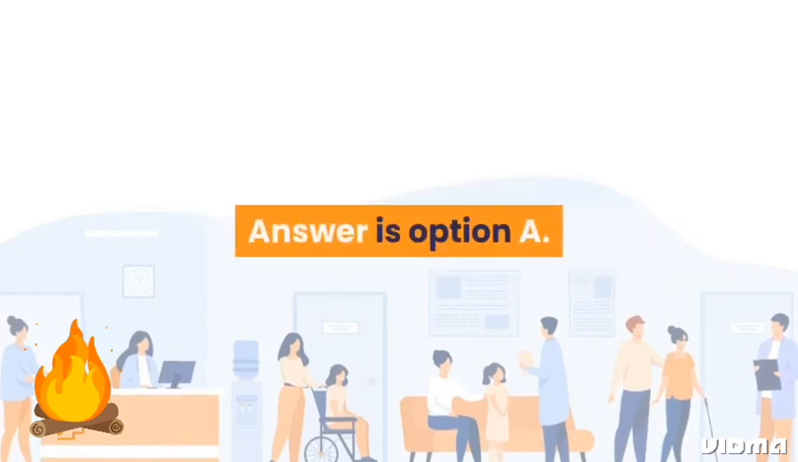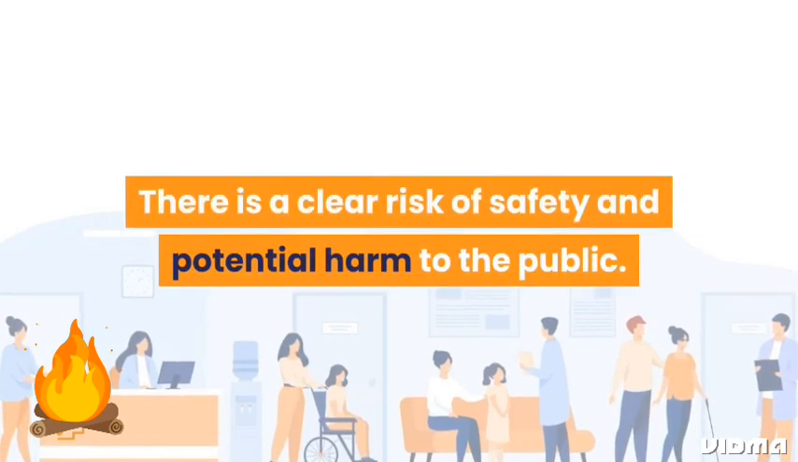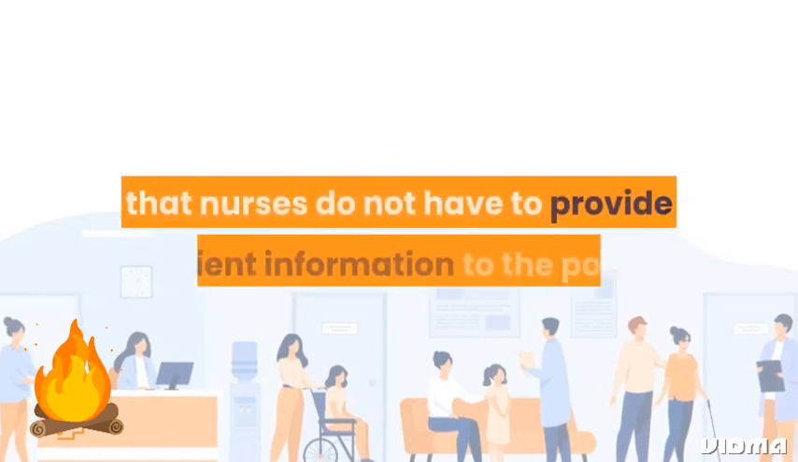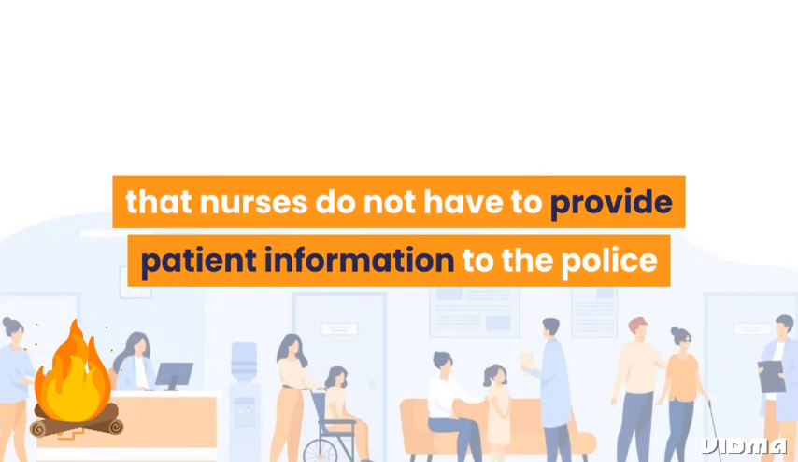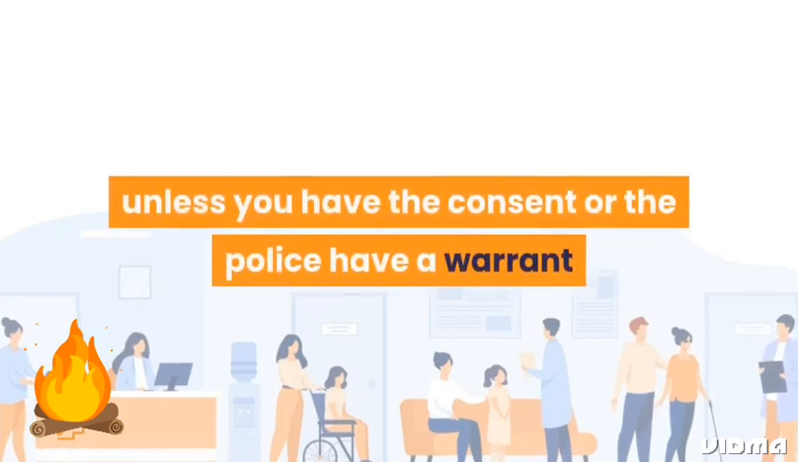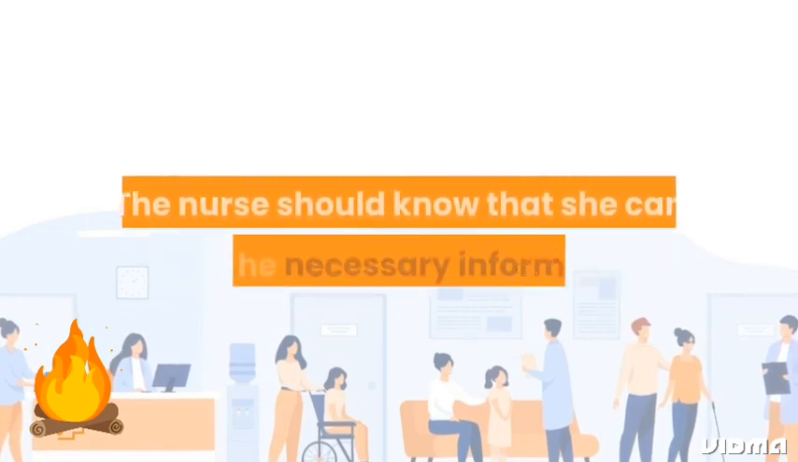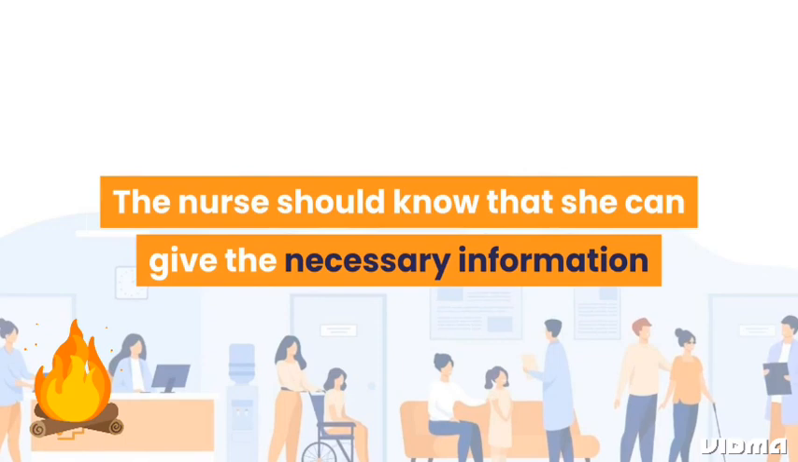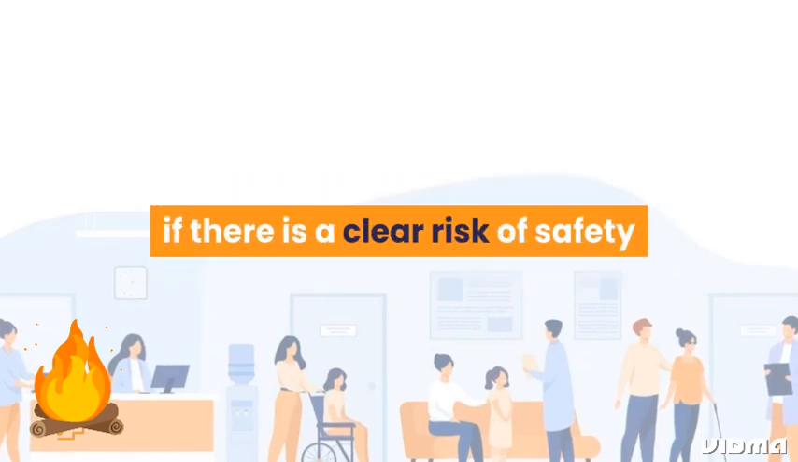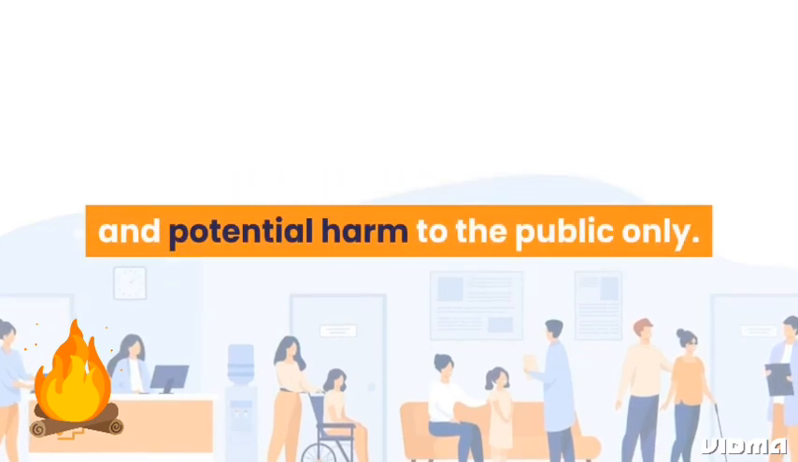Answer is option A. There is a clear risk of safety and potential harm to the public. As we know, nurses do not have to provide patient information to the police unless you have consent, or the police have a warrant or other legal order requiring disclosure of the information. The nurse should know that she can give the necessary information only if there is a clear risk of safety and potential harm to the public.